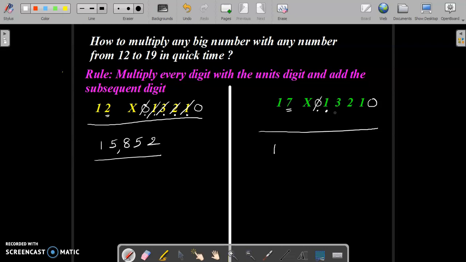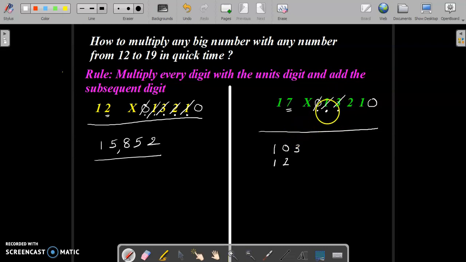It is a 2-digit number. If you are getting a 2-digit number like 10, write the units place here and carry the tens place to the preceding one. Now you have multiplied 1, you just cancel this one. Now go for 3. 7 3s are 21. 21 plus 2 is 23. Once again it is a 2-digit number. Write the units place here and carry the tens place to the preceding digit. Now cancel this 3 also.